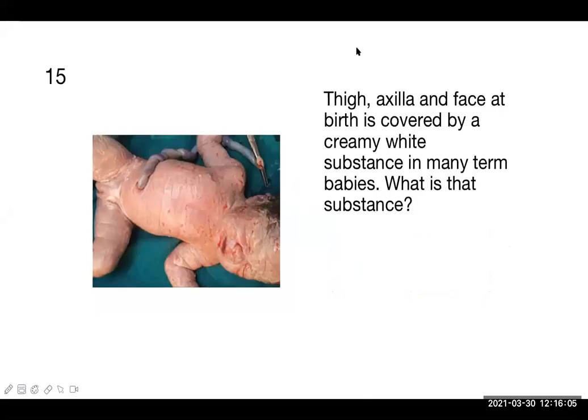Now let's go to another case. The thigh, axilla, and face at birth are covered by a creamy white substance in many term babies like this, which you can see here. What is that substance? What is the name of that substance? This is the question. What is this substance called? This white substance, see there? It is sticking right there on the surface of the skin. This question is from pediatrics.